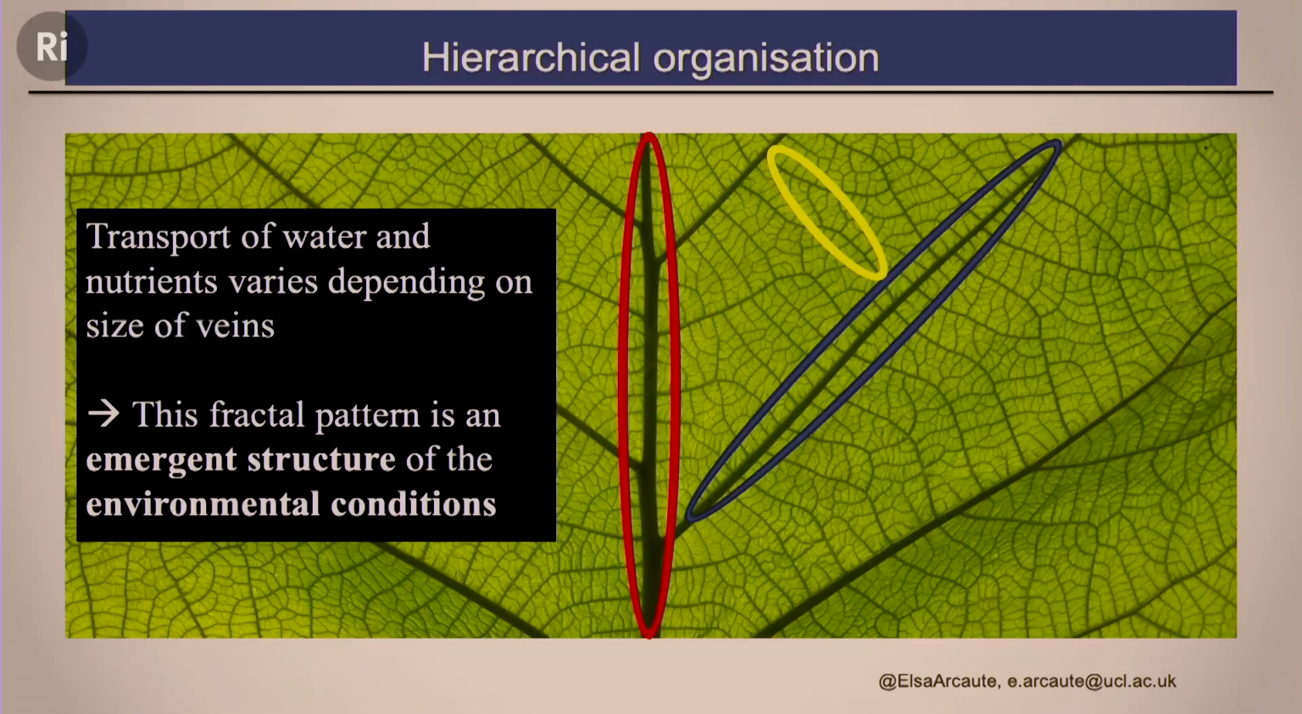But not only that. In addition to a fractal structure, it has something else. It has a hierarchical organization. When you look at the leaf, you will see that the veins are of different sizes. So straight away, you know that this leaf is organized in a hierarchical way. And this hierarchical organization plays a functional role. The size of these veins is going to tell you how much transport of water can be done in one place as opposed to another one.